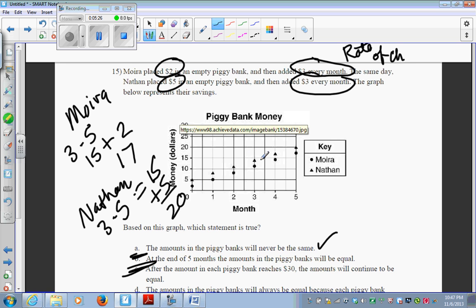You can look on the graph and see. They never even started out as equal at all. So that can't be right either. So the one we were thinking originally is right. It should have been A. The amounts in the piggy bank will never be the same. You can tell by the graph and by their slopes, they are never actually going to become the same amount. Nathan's will always be just a little bit more than Moira's.